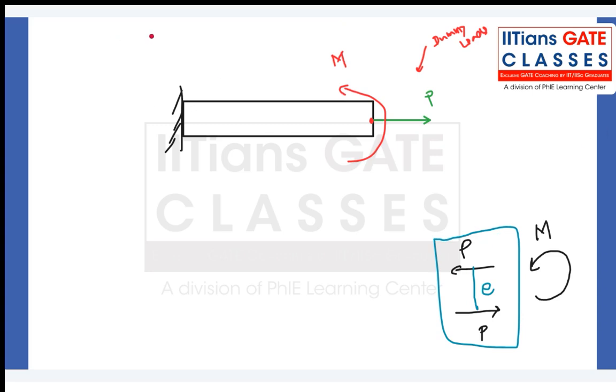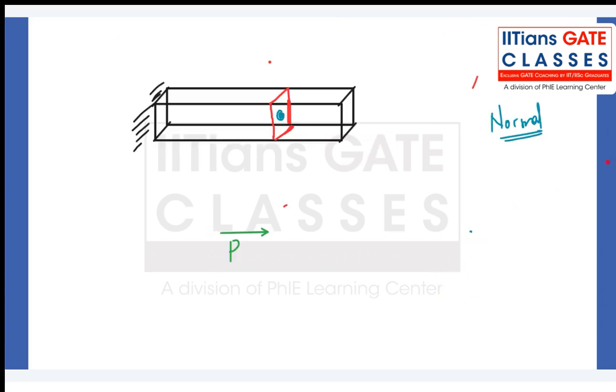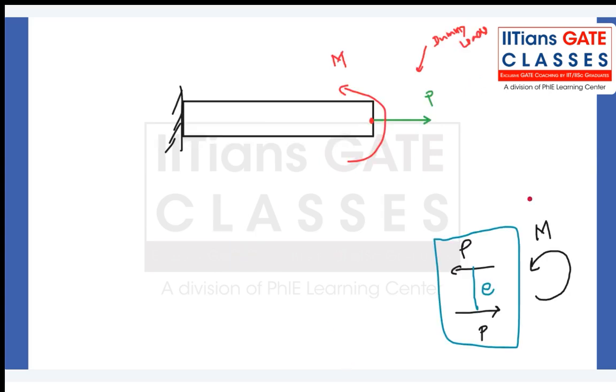So clearly, can you see this? What I have done? This load, one load acting here, can be seen like this: one axial load and one bending couple. What will the axial load do? Let us calculate the stress at this point. Let me say point 1. Stress at point 1. Can you tell me, is it tension or compression?